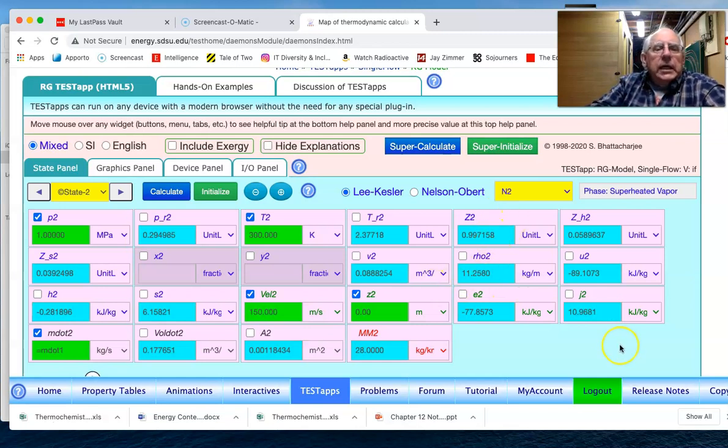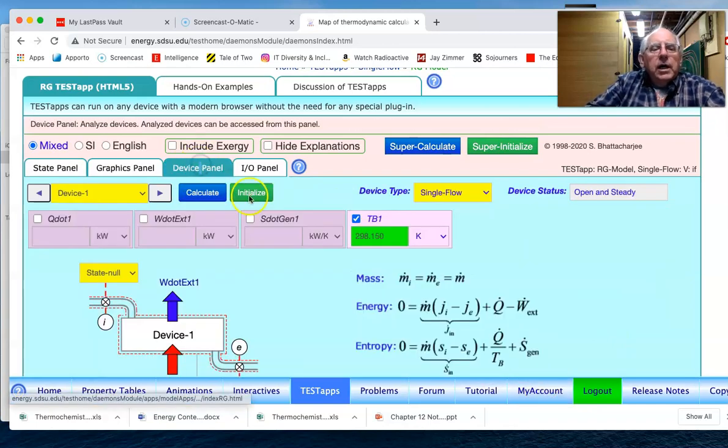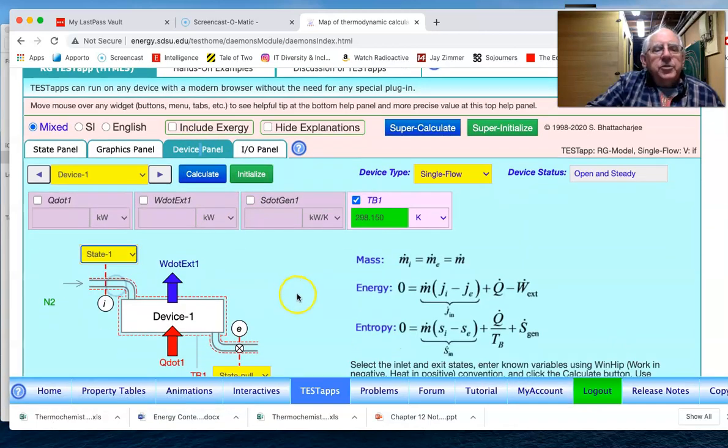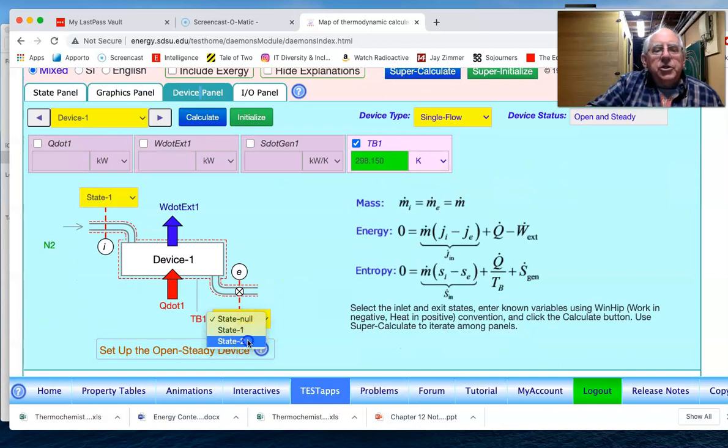So once again, the same problem with nitrogen. If we had used ideal gas, we probably would find almost identical values of the answers. And so now we're ready to take this and go through the device panel. The device panel goes from state 1 to state 2.